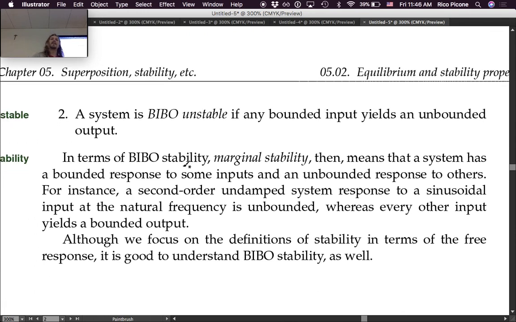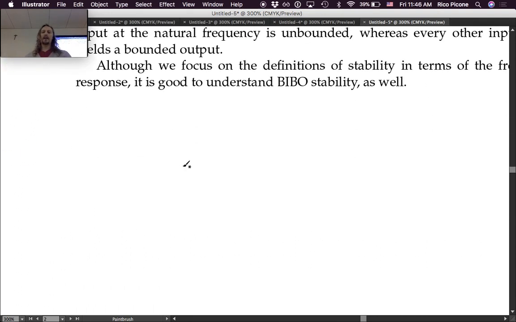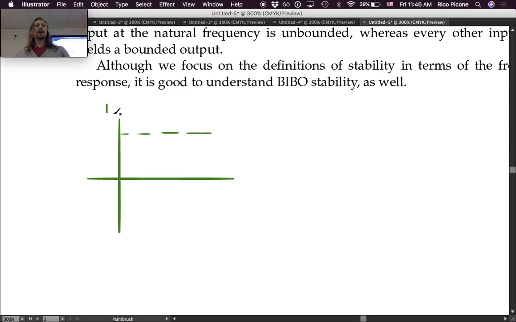So a system is BIBO unstable if any bounded input yields an unbounded output. So let's look at what that looks like. You have an input. What is a bounded input? It's an input that you can draw bounds around. As long as you can find some bounds that your input never goes outside of, and they could be huge bounds, but as long as they're bounded somewhere, then your input is bounded.